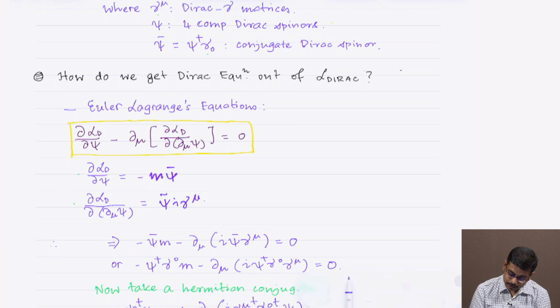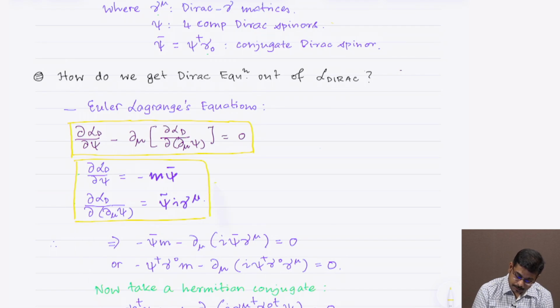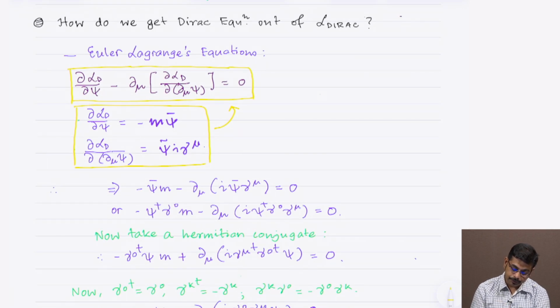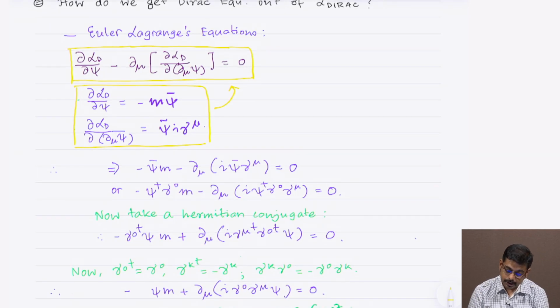If you put these two solutions above into the Euler-Lagrange equation of motion, what will come? Minus psi bar m minus del mu of i psi bar gamma mu is equal to 0, correct? Now you can also write psi bar as psi dagger gamma 0 following the definition, and same here inside the del mu.